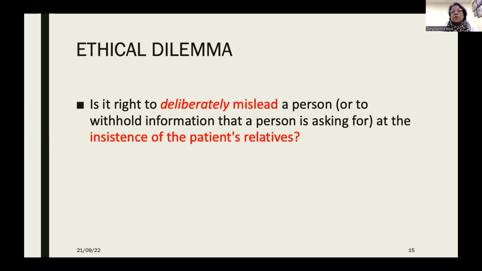So the question here, as I was talking, is that we cannot deliberately mislead the patient by withholding information at the point where the patient is actually asking for that information. And we have to understand that relatives are an important part of the patient's life and our lives also, but we need to put the patient on priority.